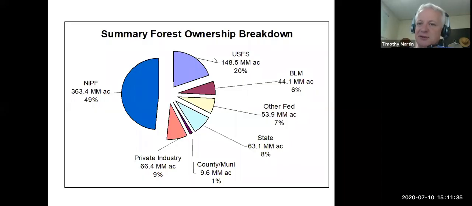So this is the big breakout. I like this graph because it puts it all into perspective. If you added all of these up, they should add up to about that 700 something million acres of forest land in the United States in terms of category. And you'll see, again, NIPFs are really important, and the Forest Service is really important. BLM owns a lot of forest land, but in aggregate, it's only about 6% of all forest land.